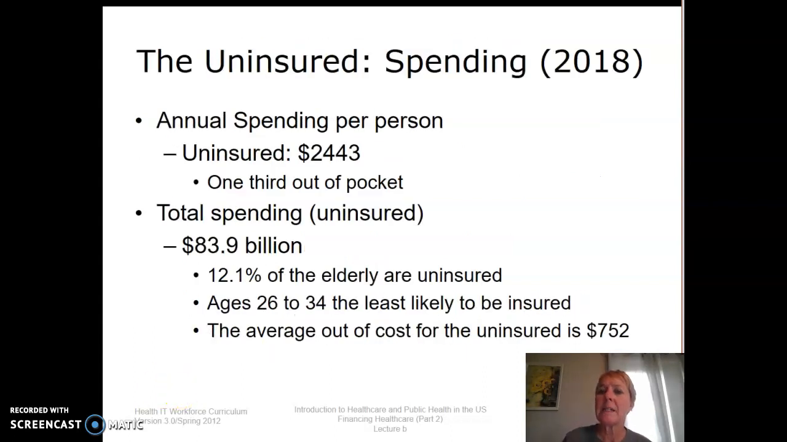In 2018, the annual spending per person on the uninsured was $2,443, and 1/3 of the uninsured paid that out of pocket. The total spending in the country was $83.9 million, with 12.1% of them being the elderly. But the least likely age group to have insurance is age 26 to 34. Now think about that. Why is that? Because they're relatively healthy, and if they don't have to buy it, they're not going to. Okay? The average out-of-pocket cost for the uninsured is $752.